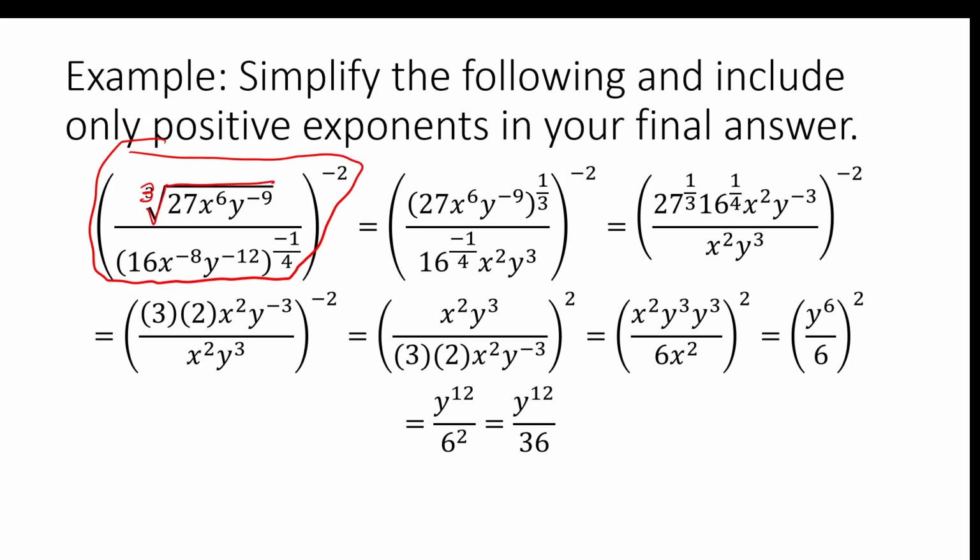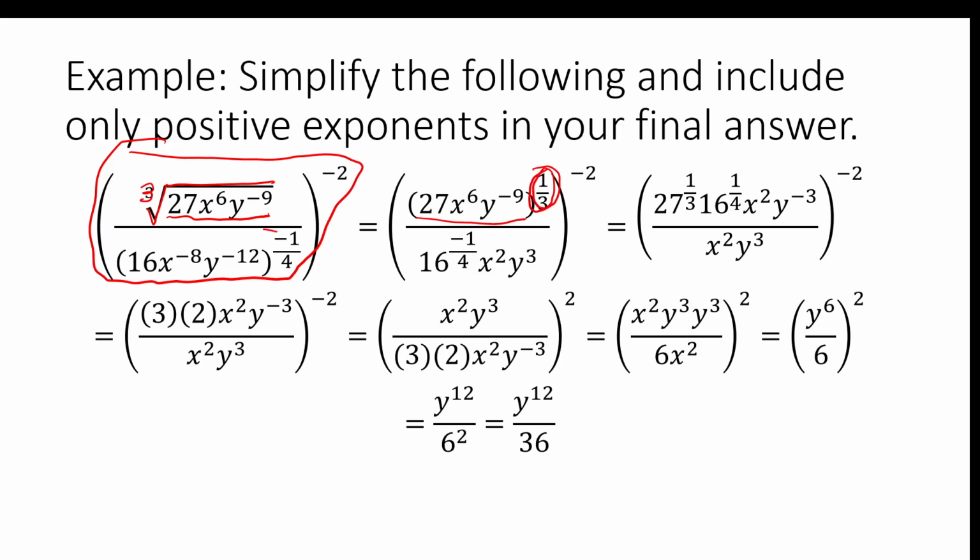Instead of that, let's just call it raise it to the exponent 1/3. So we took that interior part, 27 x to the 6 y to the negative 9, and instead of saying the third root of it with a radical sign, we just made it an exponent of 1/3.